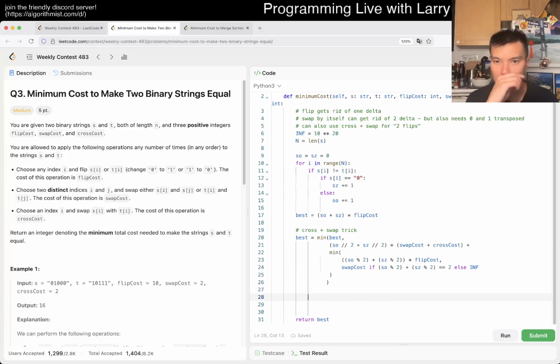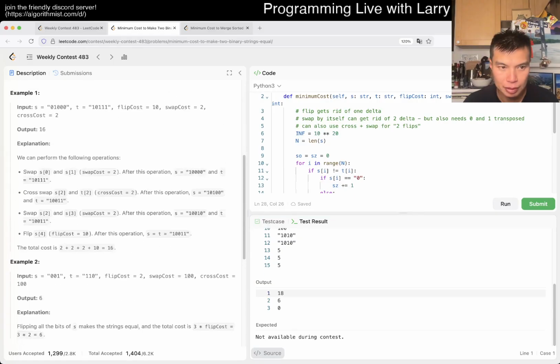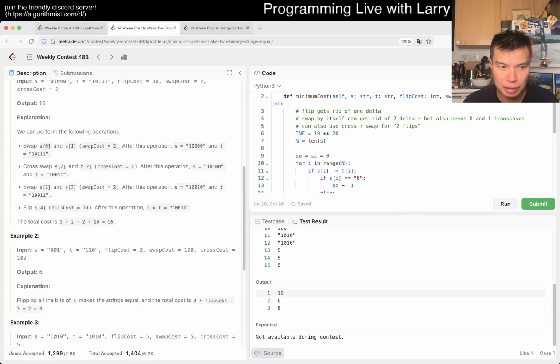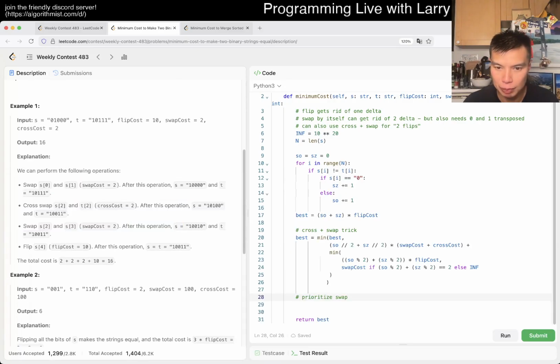And then now, okay, so that's that. I have to do a prioritize swap, right? Let's run it real quick first. 1860. Okay, I mean it's good. We didn't do this one yet. Oh yeah, that's the one. That's what I was saying. We have to prioritize swap. Okay, so that's good.